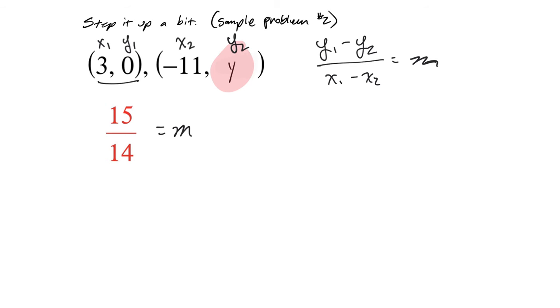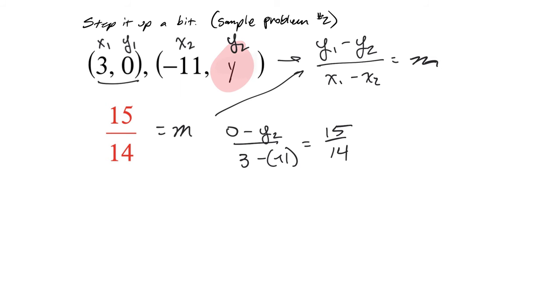So I have my slope formula. When I have a formula, I just plug in what I know. So I'm going to have 0 minus y2 over 3 minus negative 11 equals 15 over 14. So first, let's do any math we can. That's going to be negative y2 over 14 equals 15 over 14.